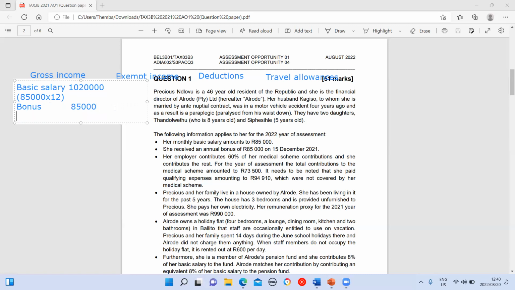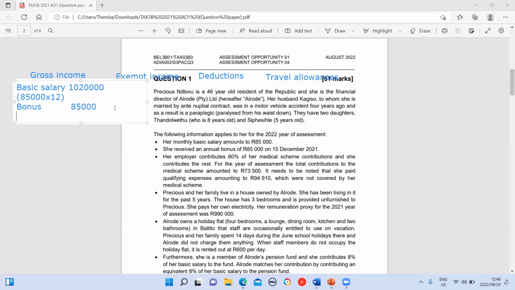Okay. You see that her employer contributes 60% of her medical aid scheme contributions, and she contributes the rest for the year of assessment. The total contributions to the medical scheme amounted to 73,500 rand. It needs to be noted that she paid qualifying expenses amounting to 94,910 rand, which are not covered by her medical scheme. There's a lot of information here. You should just pick what's relevant for now.